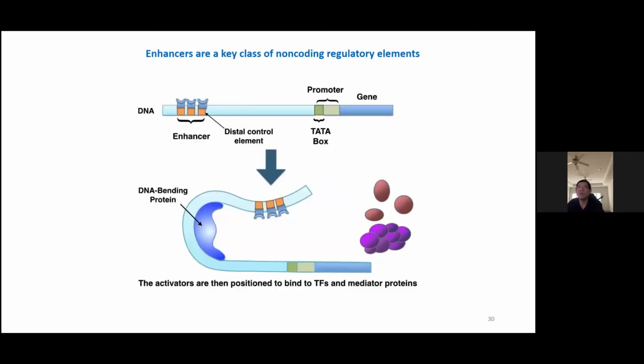In this case, we focus on enhancers. As you know, enhancers are non-coding regulatory elements. They are usually far from their target gene in 1D space, but in 3D space, the enhancer can actually be brought to the promoter region, where it helps recruit transcription factors and turn on the target gene.